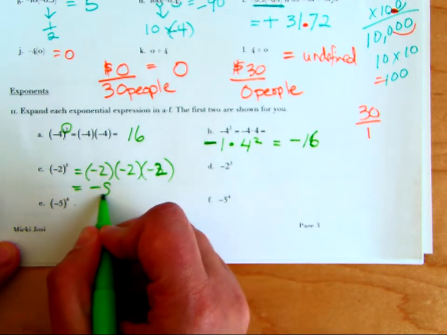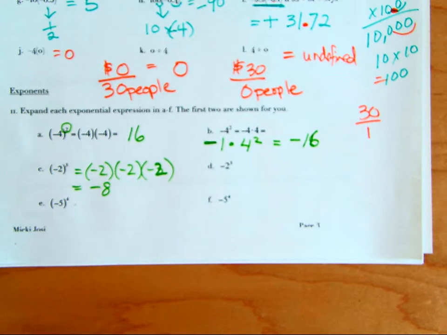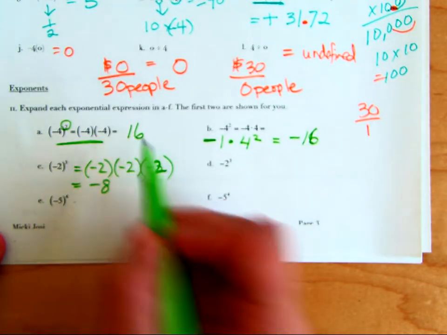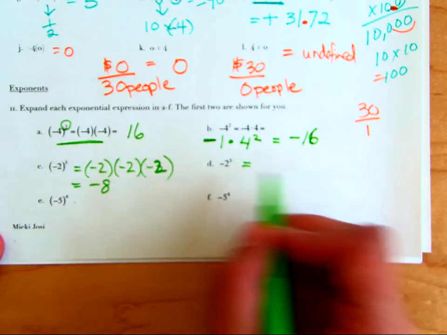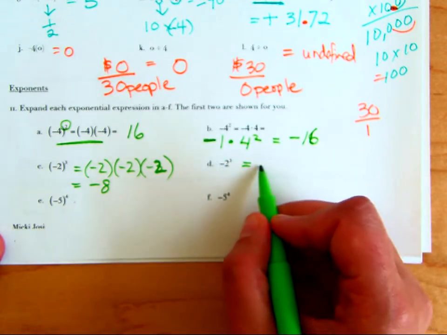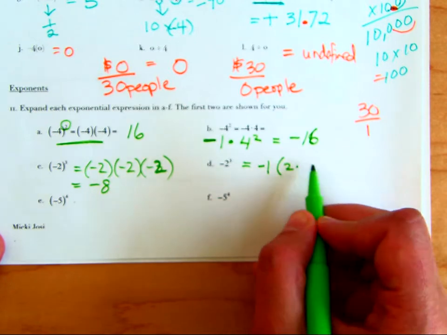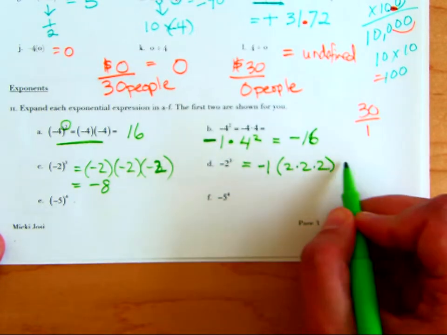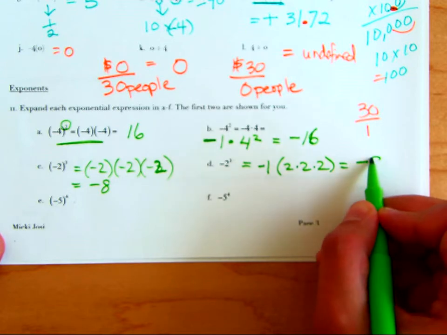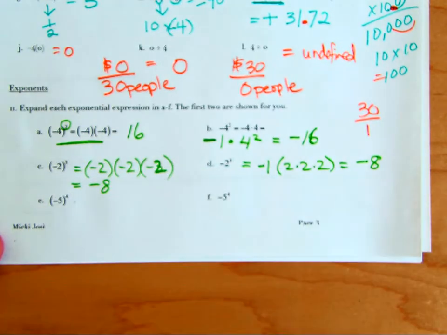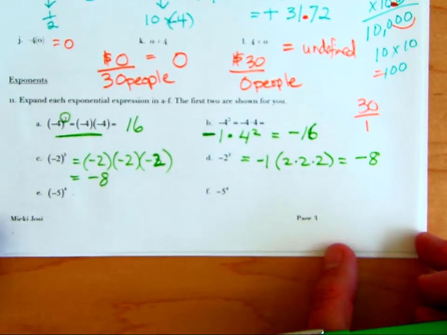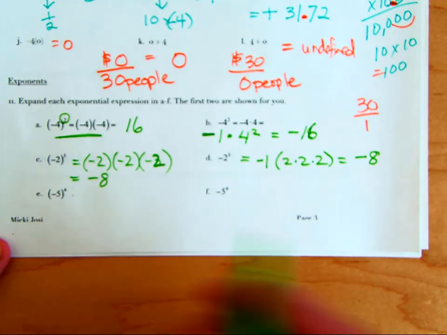So when you have an odd number of negatives, you're going to have a negative. When you have an even number of negatives, like in this example, you get a positive, okay? So what about this one? Negative 2 to the third power. This means negative 1 times 2 times 2 times 2. So what will that be? Negative 8. These are both negative 8, but actually for different reasons, okay? But you wouldn't really have to know the reason why because you just have negative 8 there both times.